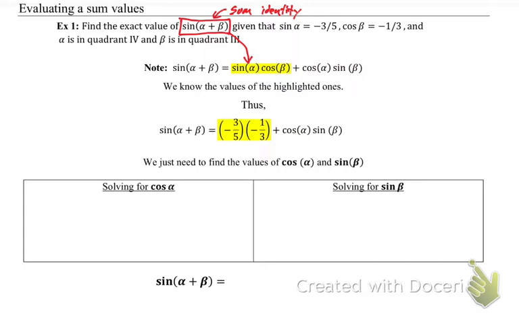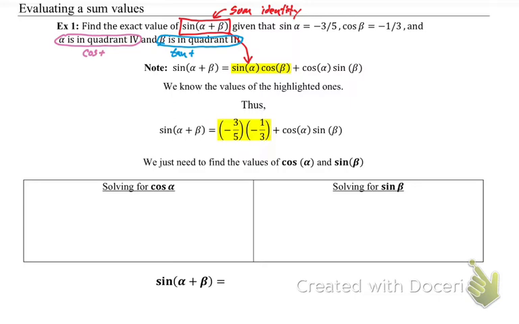But what we do know is that if I'm talking about alpha, I'm in quadrant 4. What's positive in quadrant 4 if I do my All Students Take Calculus? Cosine, or x values, yeah. So cosine's positive, everything else needs to be negative. If I'm talking about beta, beta's in quadrant 3, what's positive in quadrant 3? All Students Take Tangent. Not too worried about this because none of these are tangents.